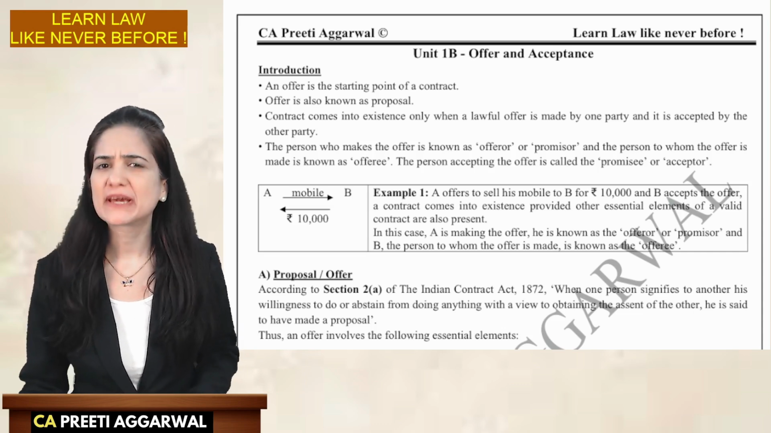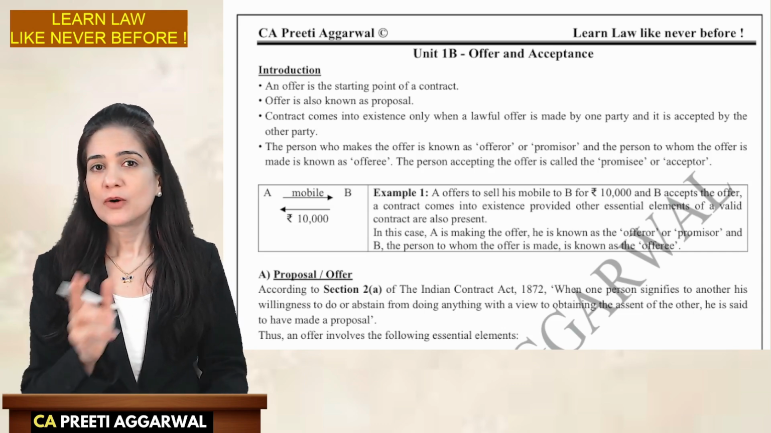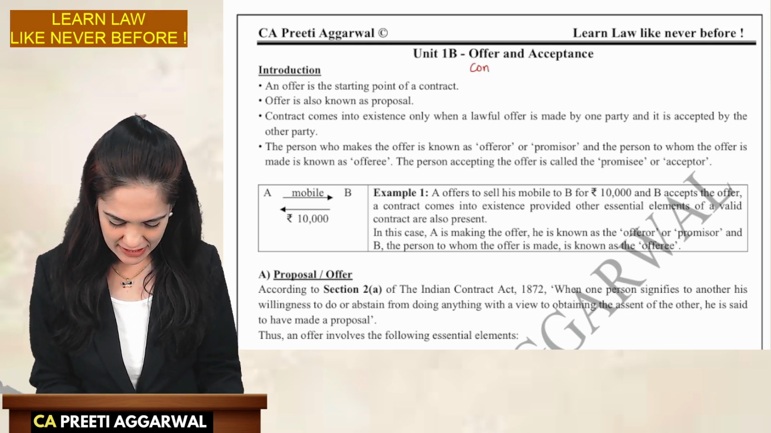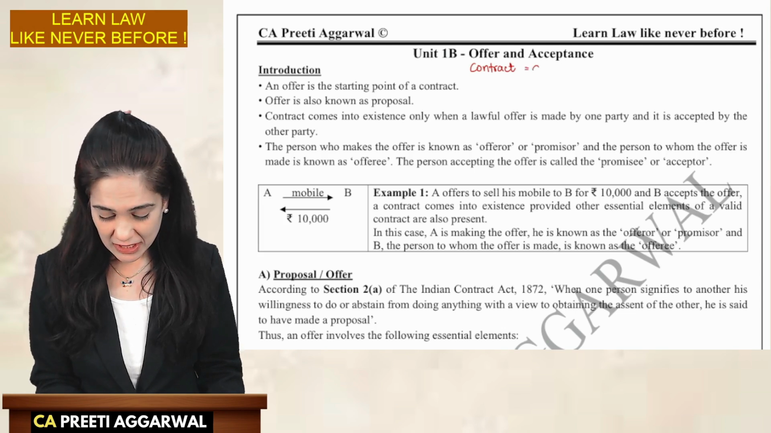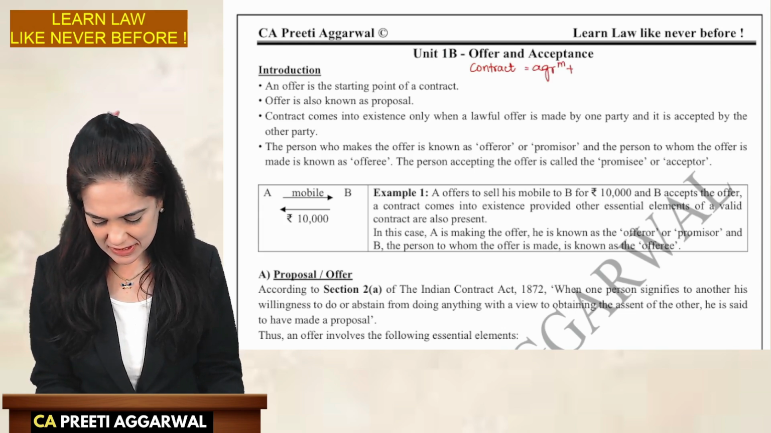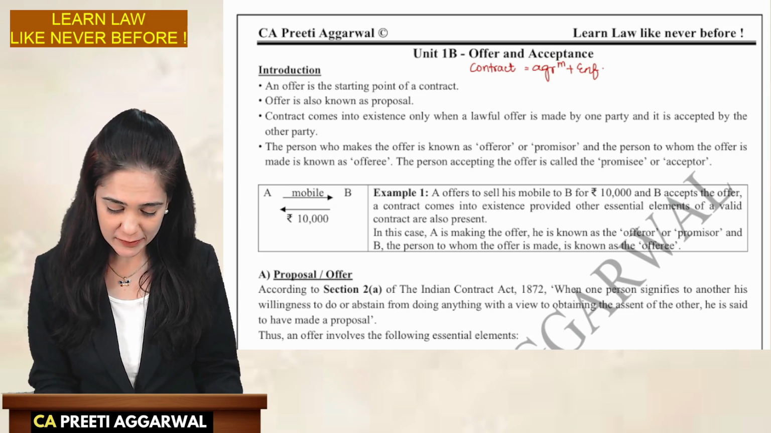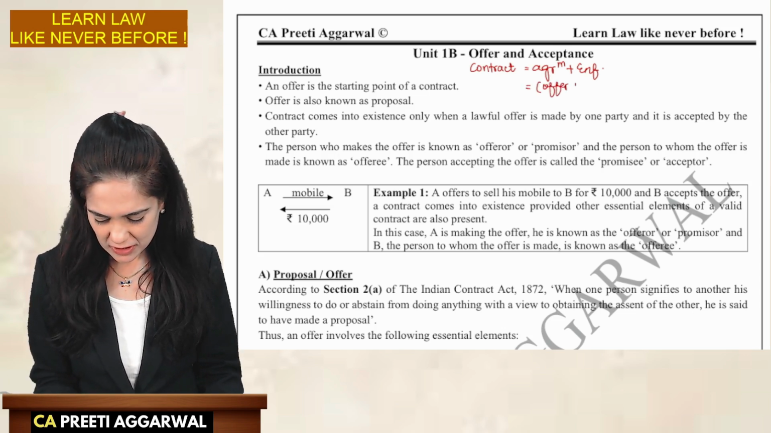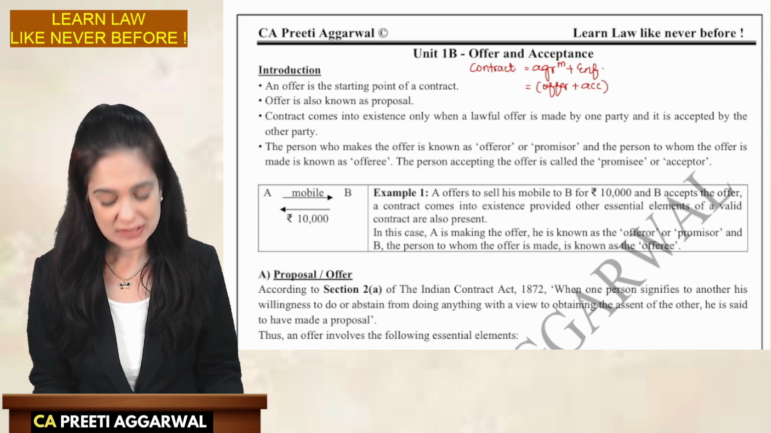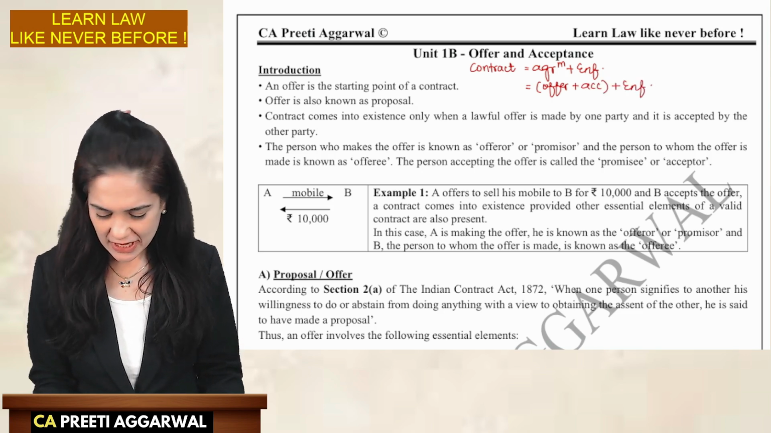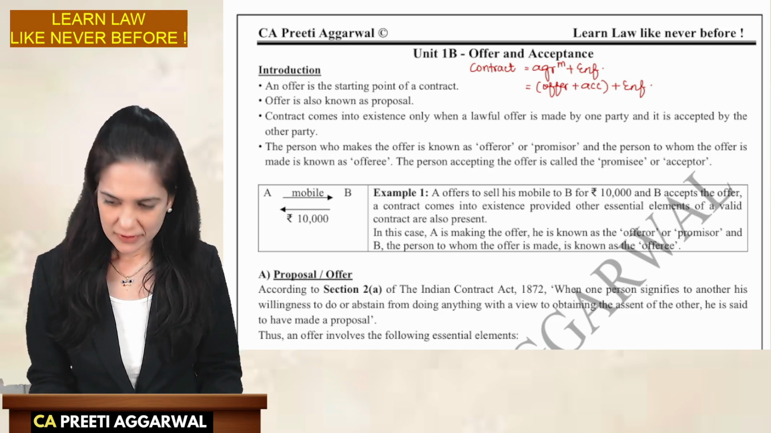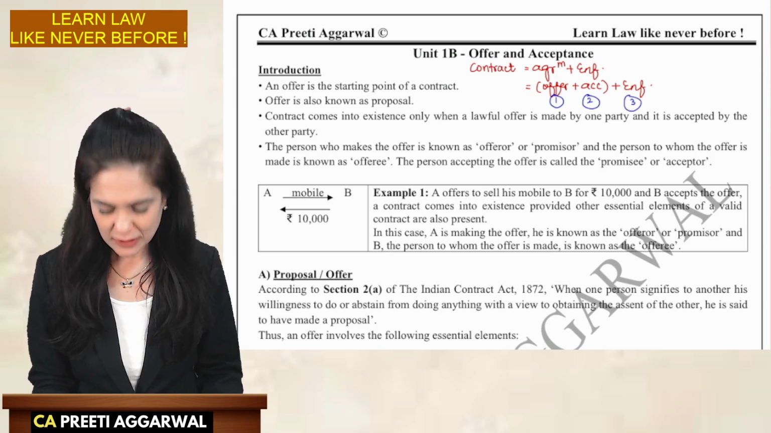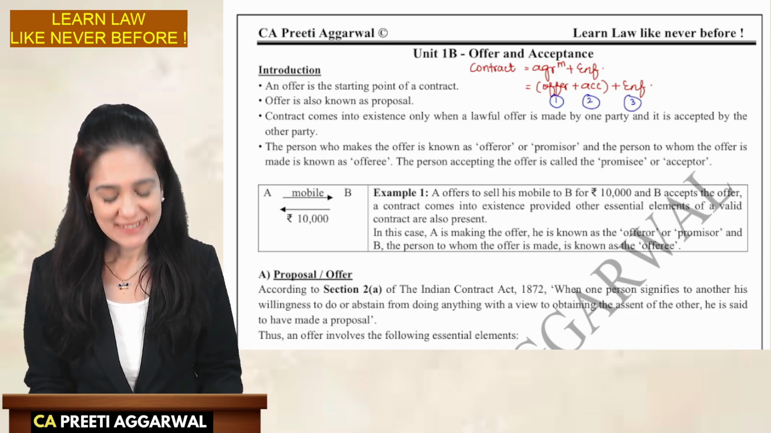Now, before I begin this chapter, can you tell me what is the equation of contract? Contract is agreement plus enforceability. And what is agreement? Agreement is nothing but offer plus acceptance. So, can I say that to make a valid contract, I need offer, then acceptance, and also enforceability?